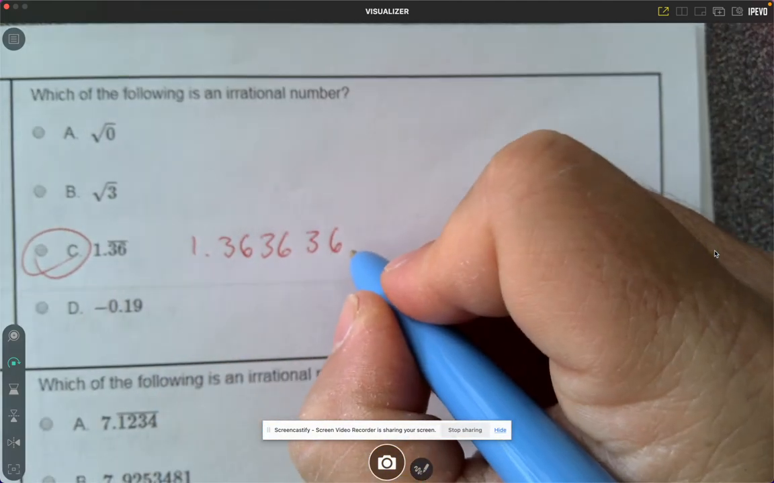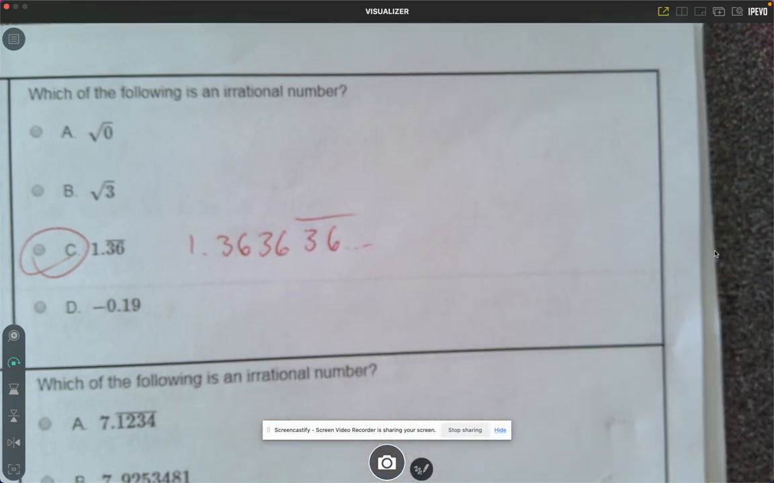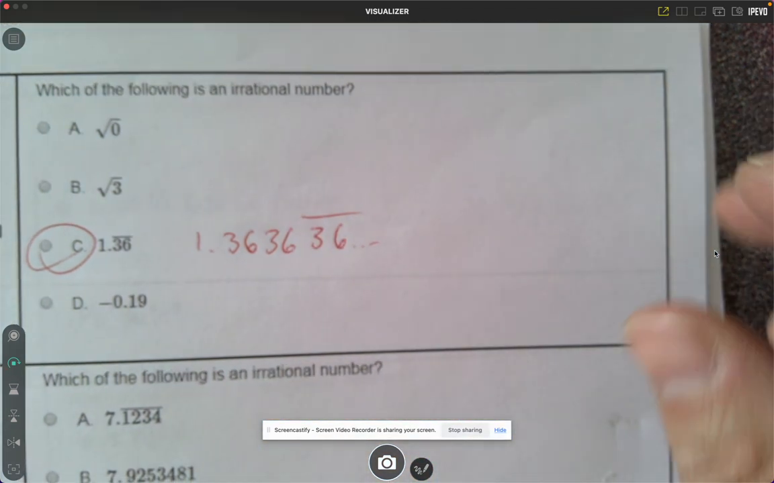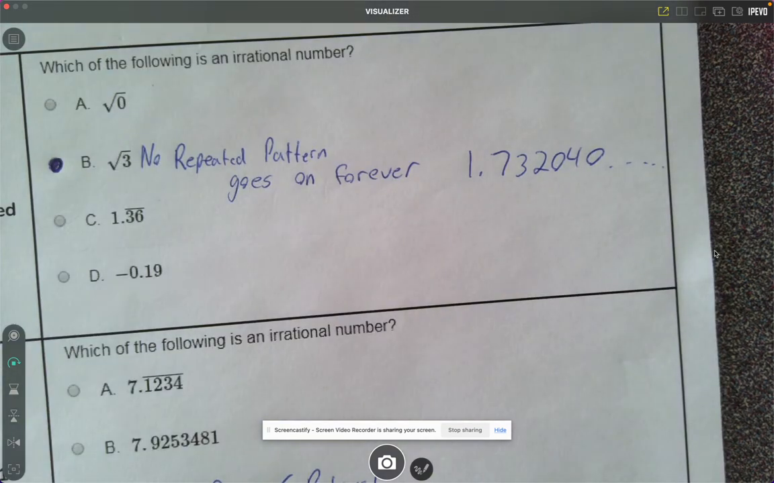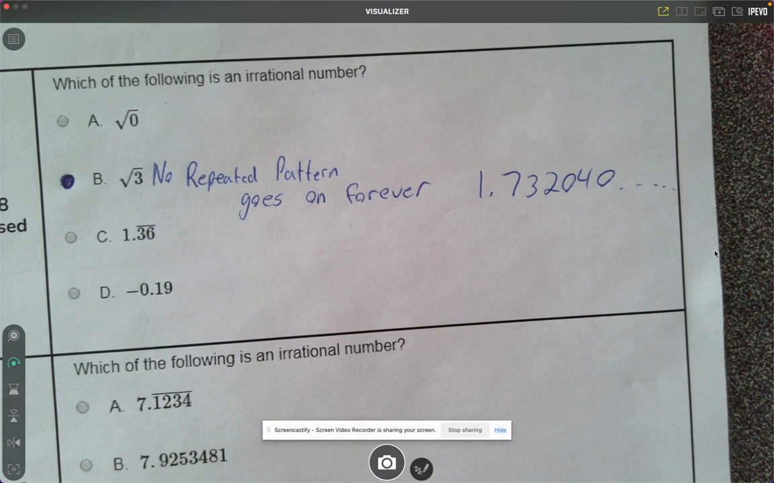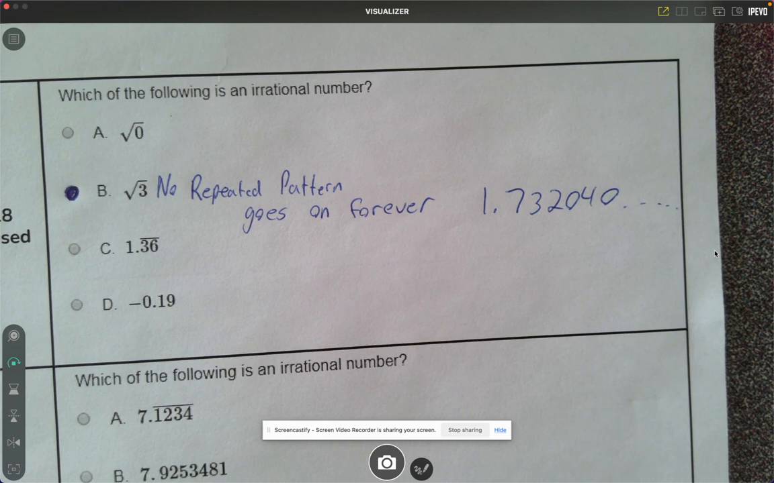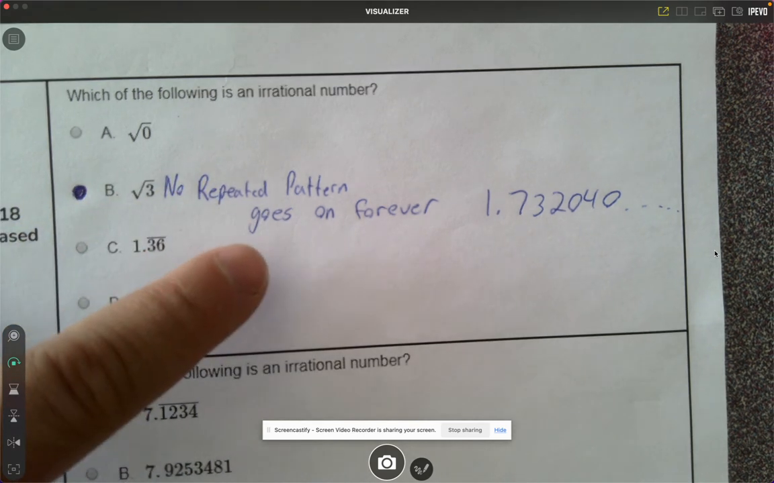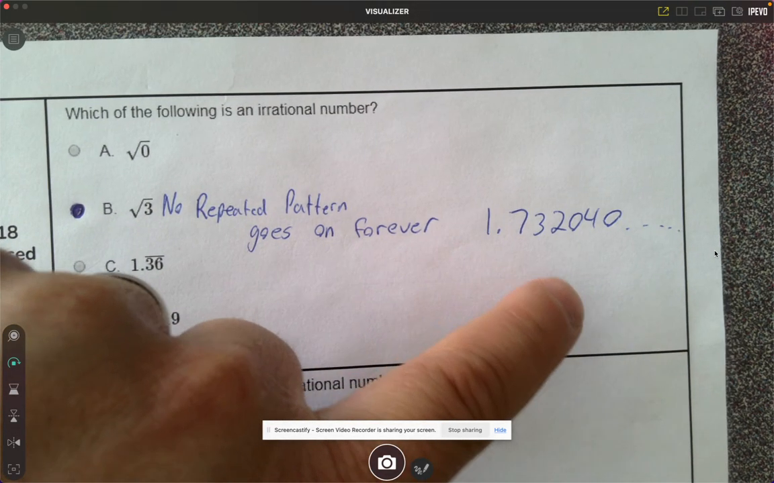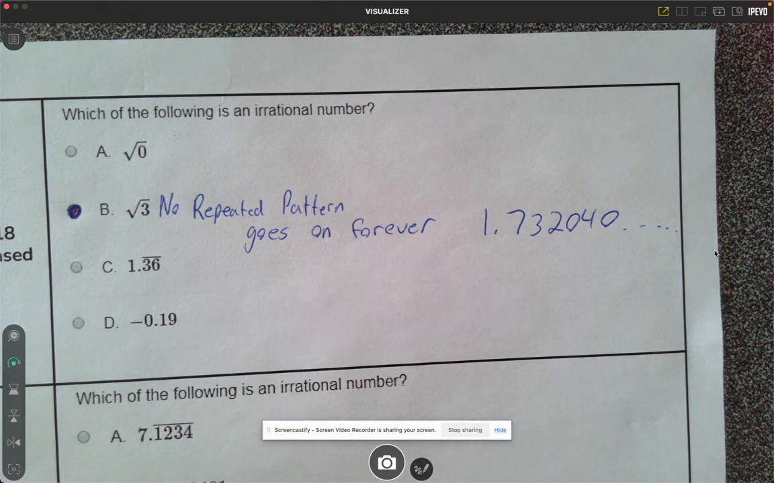1.363636 forever. That's definitely irrational. Hopefully you picked up on my math by mistake there. It's actually B. There is no square root of 3 that ends. It repeats with a pattern and goes on forever. That's actually the square root of 3 there.